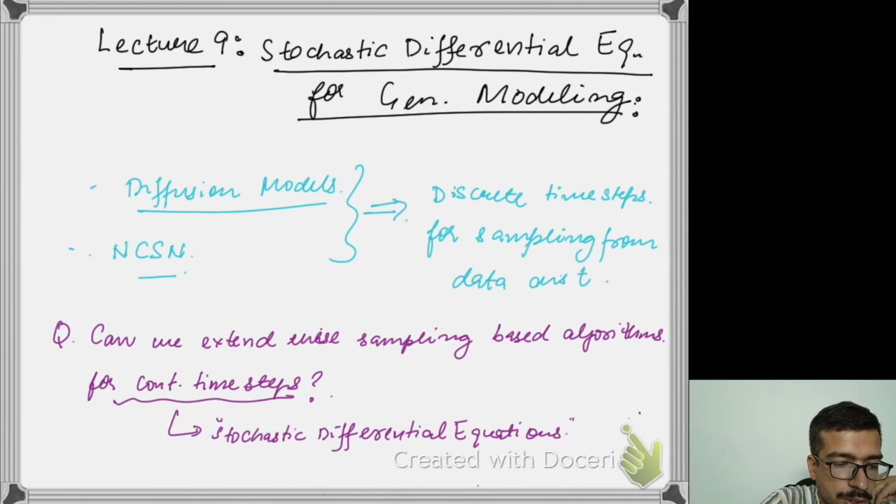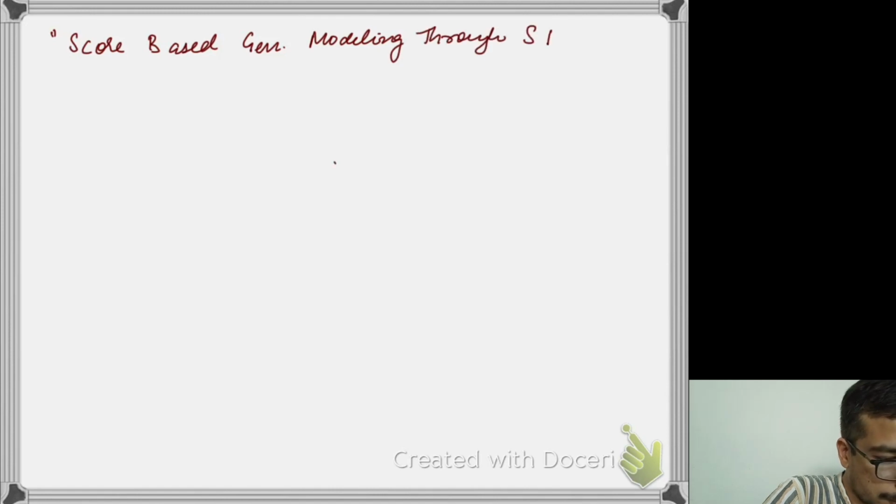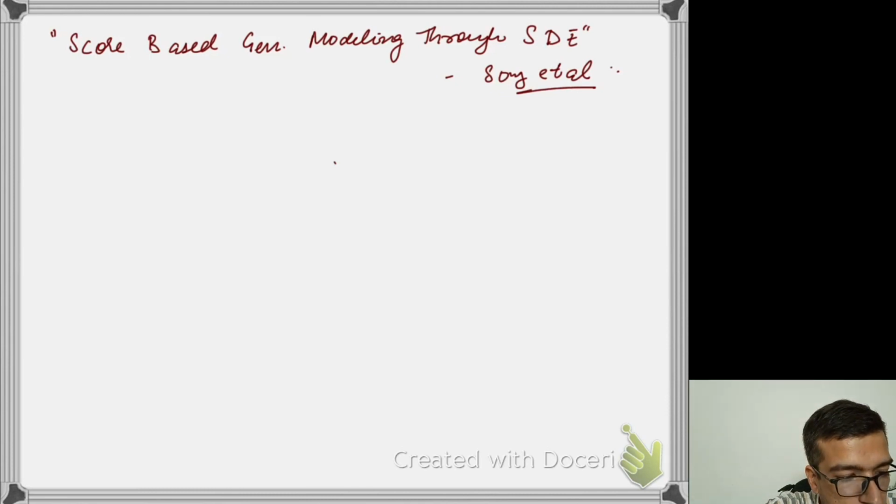This was introduced in the paper titled Score-Based Generative Modeling through SDE. This is the paper, by Song et al. The link to this paper is given in the description box below. Before we study stochastic differential equations, we'll have to understand some basics of stochastic processes and Brownian motion. So let's see that.